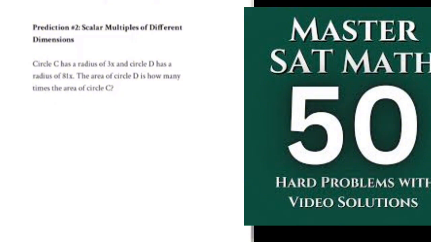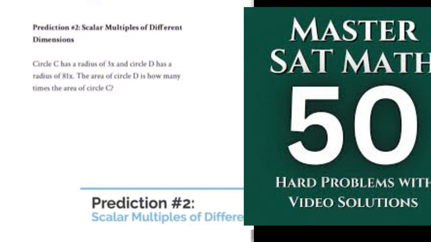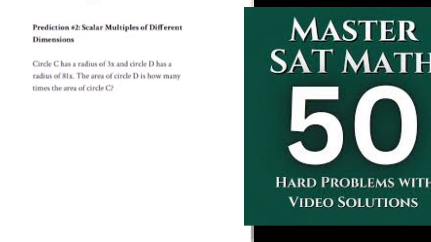My next prediction deals with scalar multiples of different dimensions on geometry problems. So as you can see in this question, circle C has a radius of 3x and circle D has a radius of 81x. The area of circle D is how many times the area of circle C? Well, first of all, I want to see the scalar multiple. If I go from 3x to 81x, and that's a radius, guys, that's one dimensional, so that's just a length, right? So if I go from 3x to 81x, I am multiplying by 27. So this one-dimensional scalar multiple is 27.